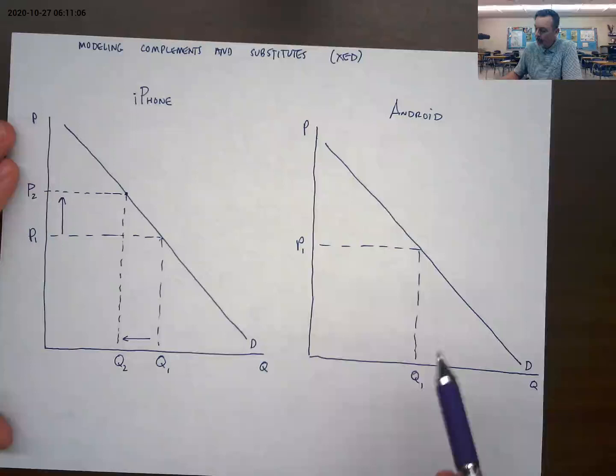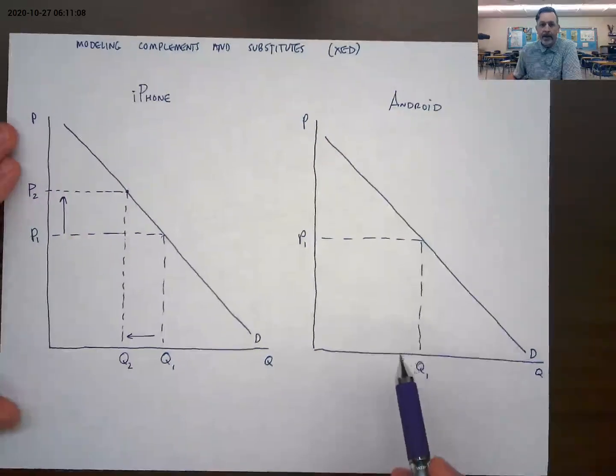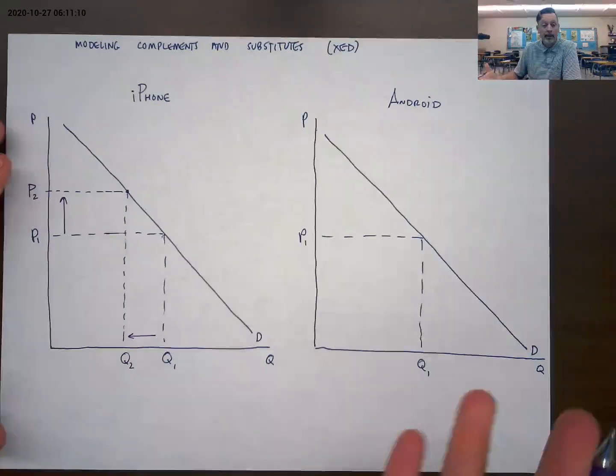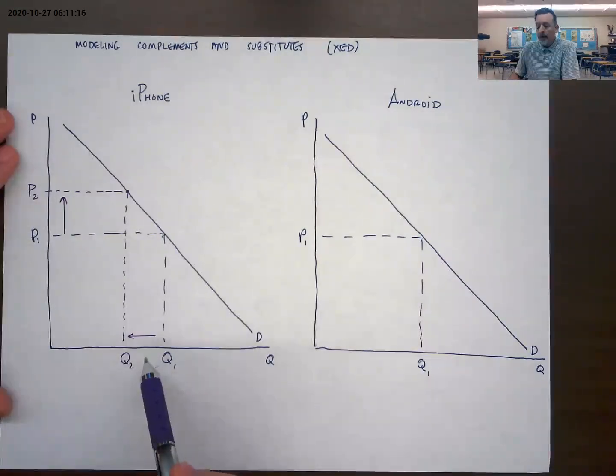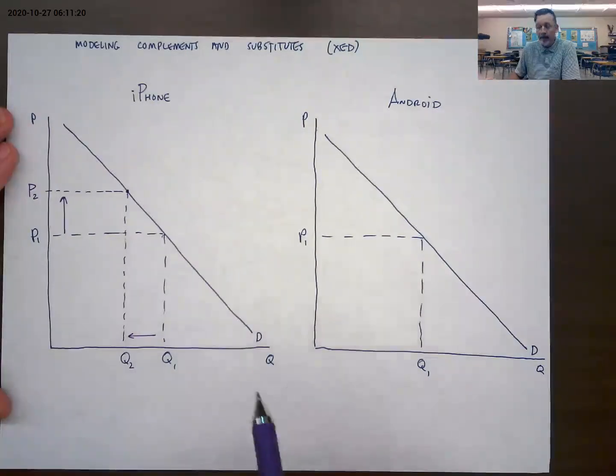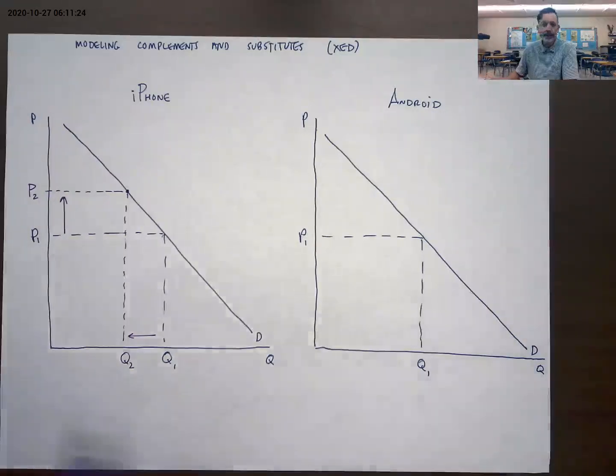Now, if we go over into the Android marketplace and we discuss the fact that these are substitute goods, we see that people are going to buy fewer iPhones, which means that they are more likely to buy more Androids. But here's the thing, we haven't seen a change in the price of Androids. This is a change in one of the determinants of demand, which is price of a related good.